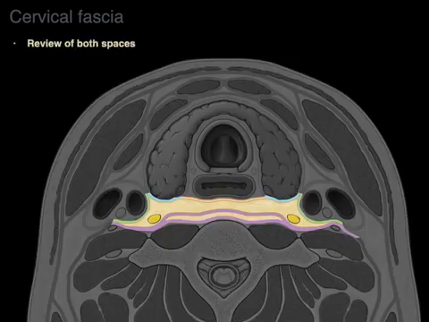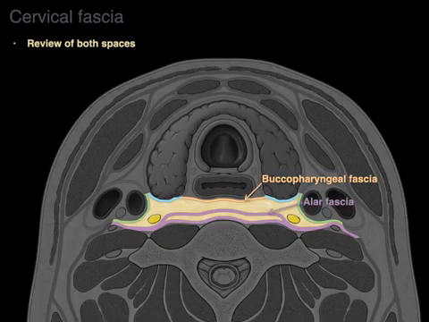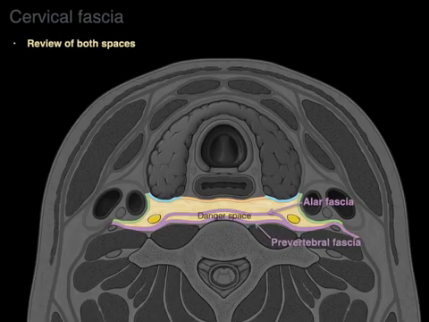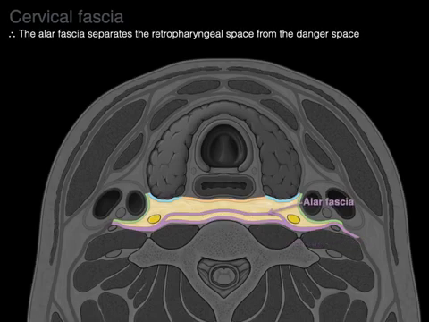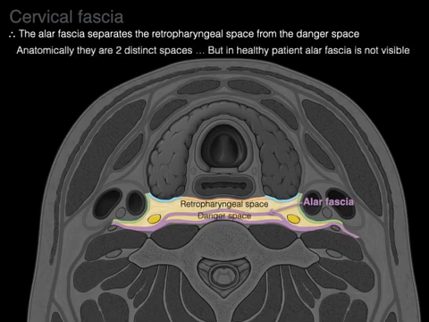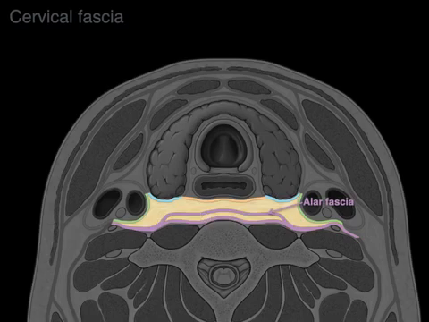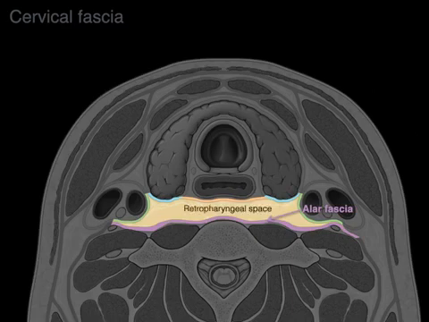So let's now do a review of both of these spaces. There's buccal pharyngeal and alar fascias, and what's between them? Retropharyngeal space. There's the alar fascia and prevertebral fascia. What's between them? The danger space. So therefore, the alar fascia separates the retropharyngeal from the danger spaces. Cool. So anatomically, there are two distinct spaces, but in healthy patients, alar fascia is not visible. Why? Because it's also like a bed sheet. The alar fascia really is like this. It's collapsed.